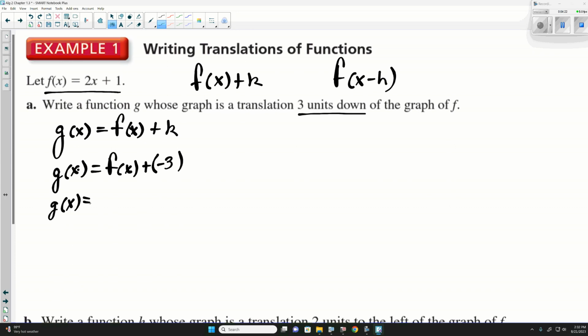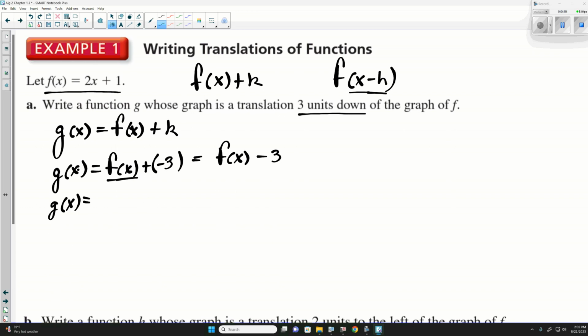So we can't do x minus 3 inside the parentheses, because that would be talking about a left and right movement. Yes, we could have done that. The question is, could we have just put minus 3 instead of doing plus negative 3? This is the exact same as saying this here. Either one of these works.